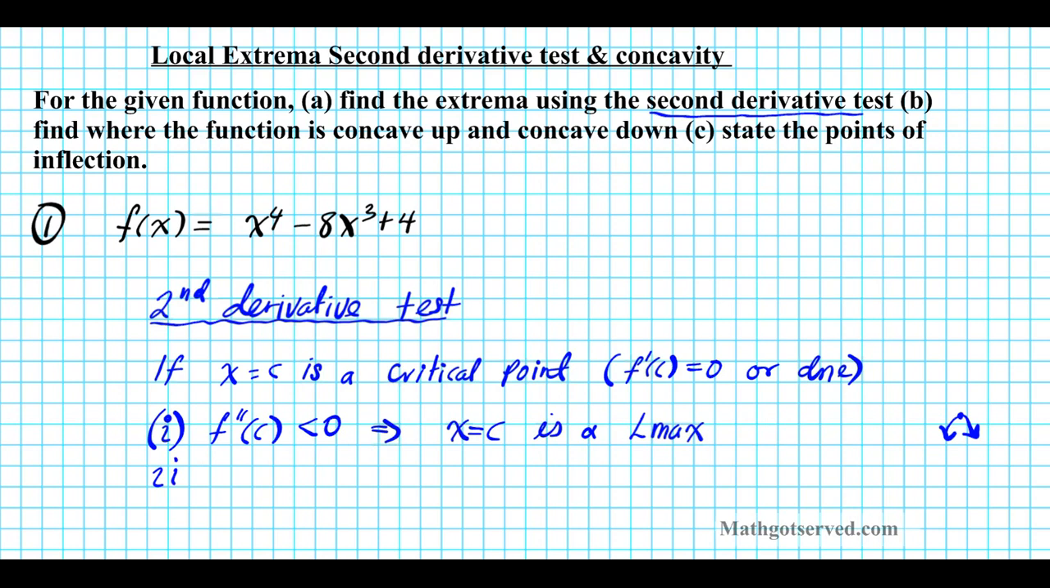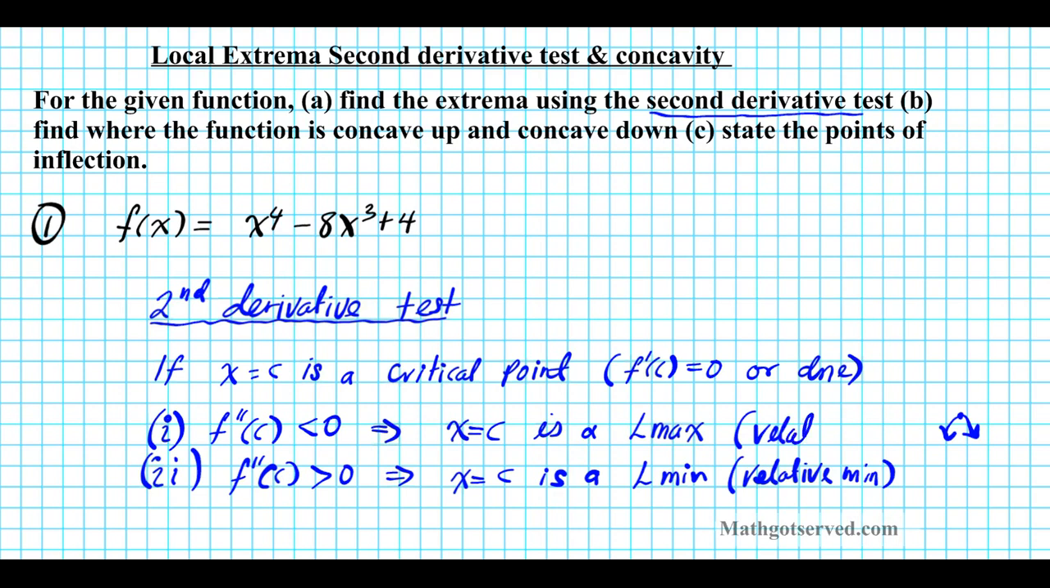All right, part 2, if the second derivative is greater than 0 or positive at that critical point, then x equals c is a local min, or you can also call it a relative min. Relative min, they mean the same thing, okay? Relative min here, or call that relative max. All right, my R looks like a V.